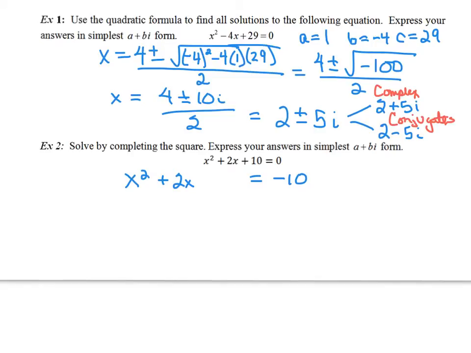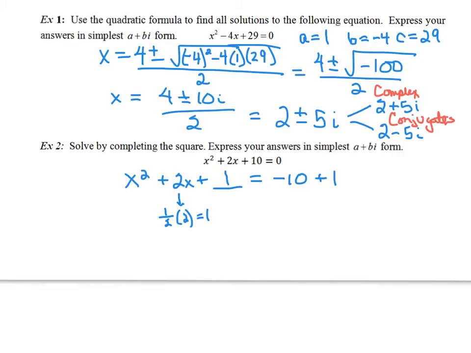Do you see that I've left this blank spot here so that I can complete the square with the trinomial? So we're going to take half of this center term. So half of 2 is, of course, giving me 1. And then I square that 1 and I put it right here. I'm going to add 1 to both sides of my equation.